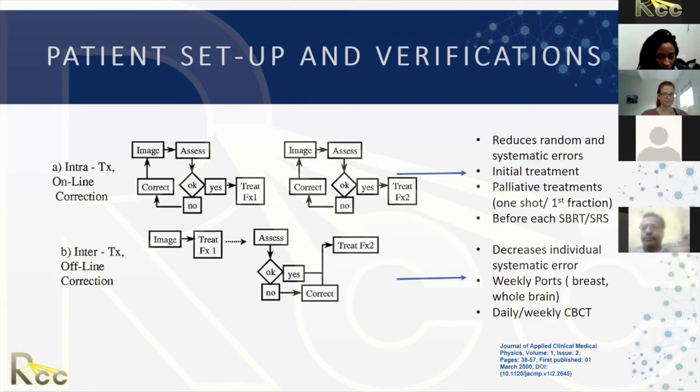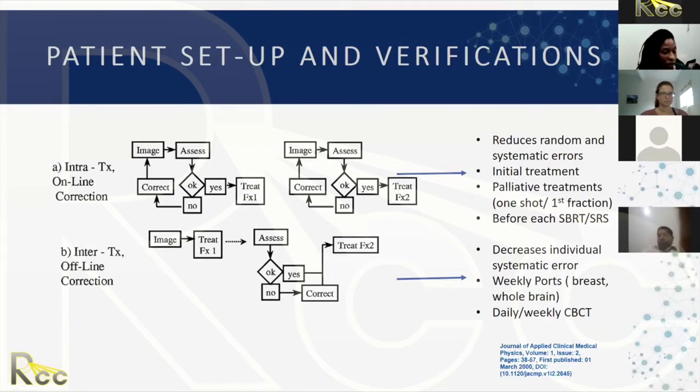So we use this for the initial treatment. Before any patient gets treated, we want to use online correction where you're there live at the machine while the portal image is being shot. You make the corrections prior to treatment. We also use this for palliative treatments or treatments where you have just one particular fraction. And critically important, when you get to the point where you're doing SBRT or SRS, you want to use online correction prior to each SRS or SBRT treatment. As you can imagine, these are such high doses that you want to make sure you're not missing your target.